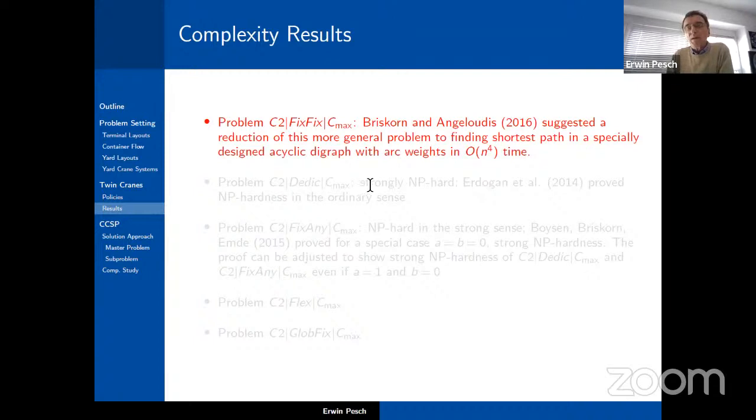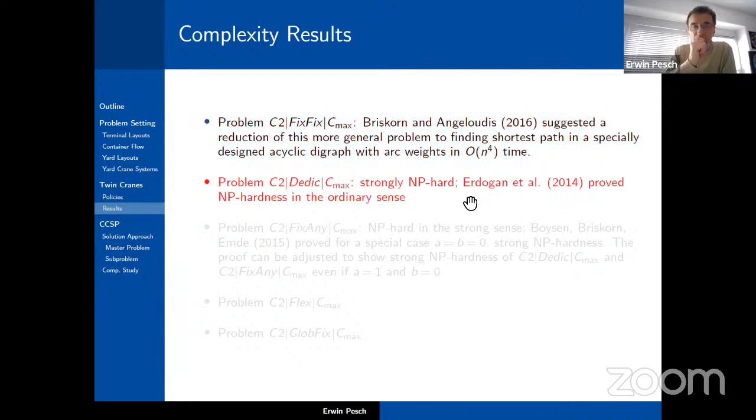Their idea is inspired by Akers' method of solving job shop scheduling problems with the graphical method, for problems with two jobs only. The idea is you design an acyclic digraph with arc weights. Using the method of Priskon and Angeloudis, this problem can be solved in O of n to the power of 4 time. We still think that can be improved in our special situation. Maybe it can be improved to n to the power of 2, but we are not sure and we don't know how to do it. Maybe somebody has an idea.